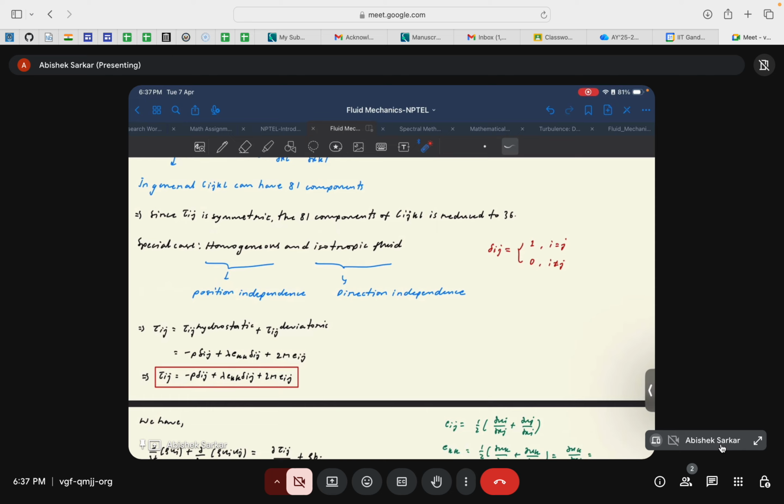So you can clearly see now that because of this manipulation, these two terms, minus p and lambda e_kk, will have their contribution on the stress tensor only at the diagonal components, or the normal stress components. Because for all other parts, where i is not equal to j, both these terms are equal to 0. So the only terms that remain in the non-diagonal elements of the stress tensor are these terms.